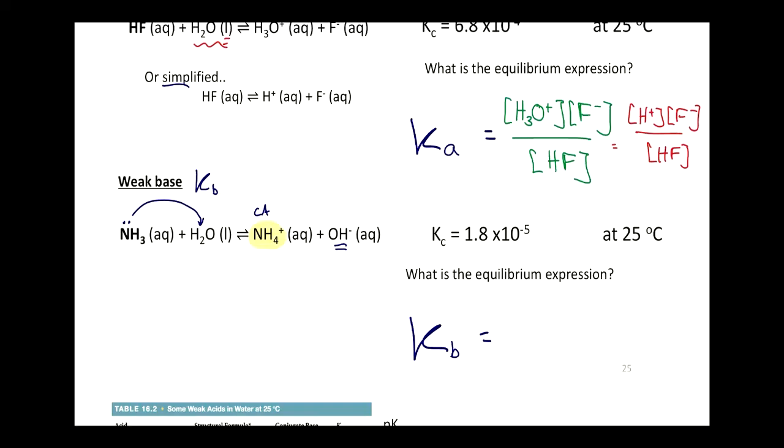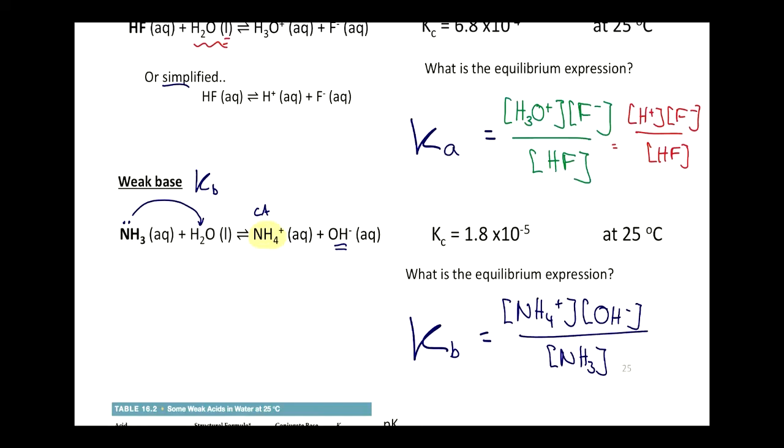expression, doing products over reactants again. And so we see our products are NH4+, the conjugate acid, times hydroxide concentration. Again, everything's a 1-to-1 ratio, very nice. And then on the bottom, we have ammonia. And a note, we do not include water in this expression because it is a liquid, even though it is in the chemical equation. So that is Ka, Kb.